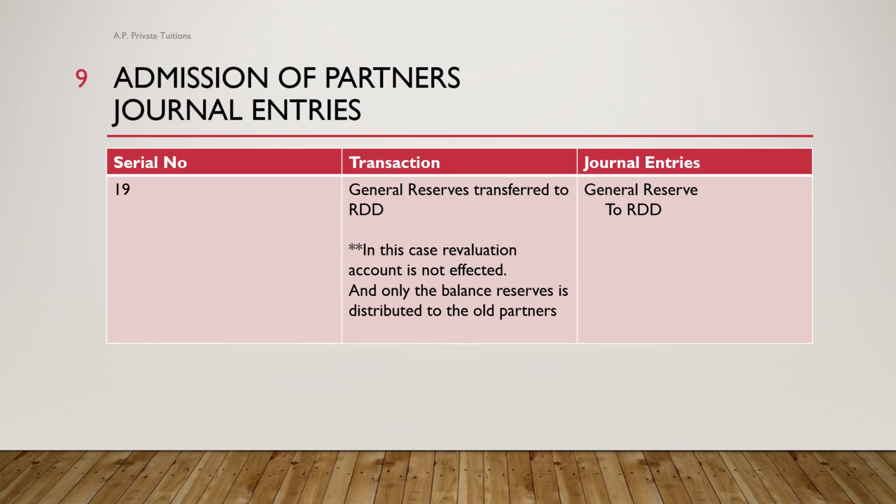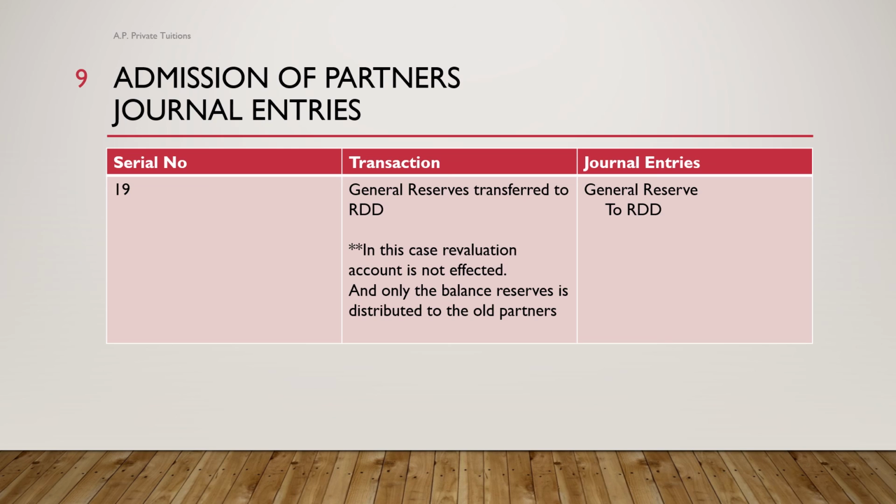Reserves are transferred to RDD. Reserves have which balance? Credit balance. How to close it? You are going to debit it. So my entry is going to be general reserve to RDD. So remember the points in this case. If RDD is created from general reserve, it is not going to affect your revaluation account. And when you distribute the reserves to the old partners, you are not going to distribute the reserves to the old partners entirely. You have to see how much is transferred to RDD. So whatever is transferred to RDD will not be given to the old partners.